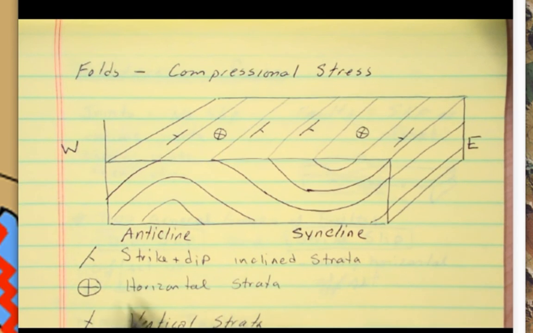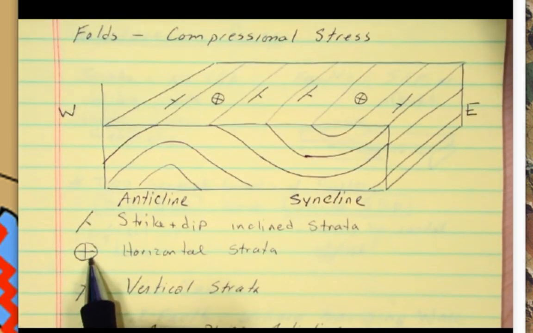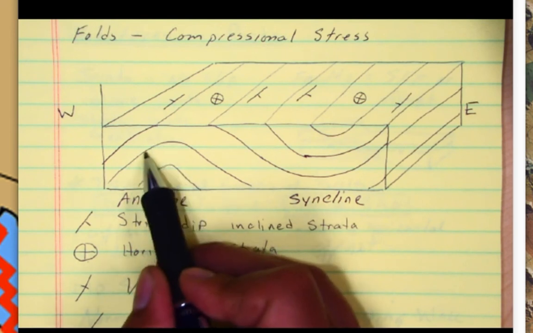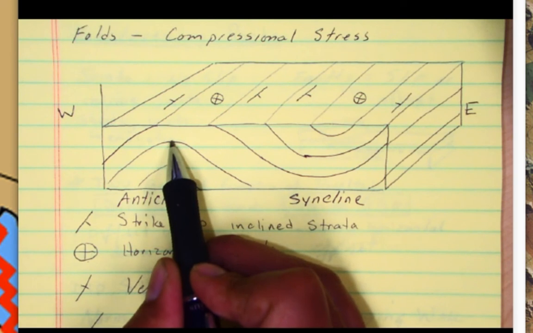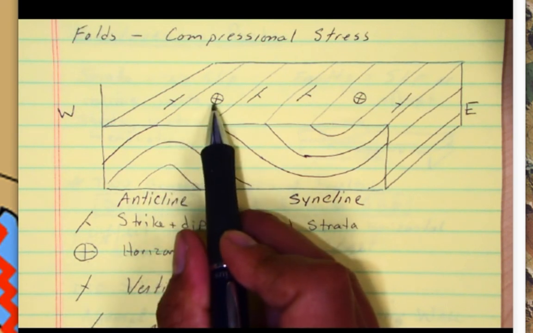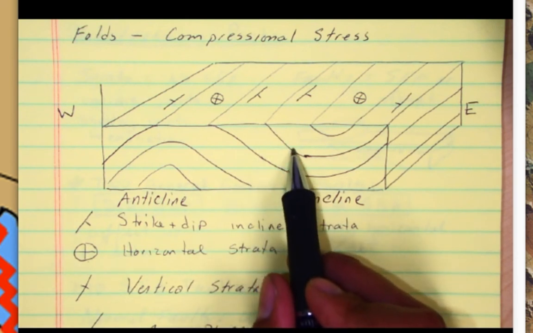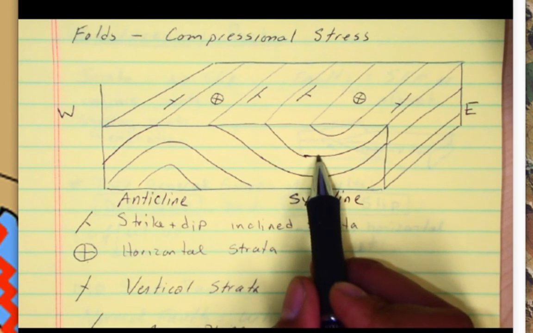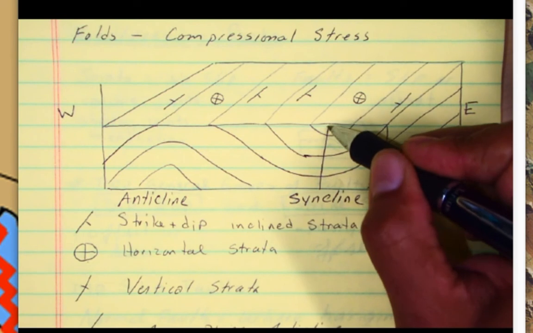Note that I have the strike and dip symbol for inclined strata, but I also have this symbol here, which is for horizontal strata. And note that right in here, the strata is inclined toward the west, then it's inclined toward the east over here. Well, right in the middle, it should be horizontal. So that's why this region shows horizontal strata there. Same thing here. It's inclined toward the east, then it's inclined toward the west. So right here should be the horizontal strata. So this region really defines the inflection point of the fold.